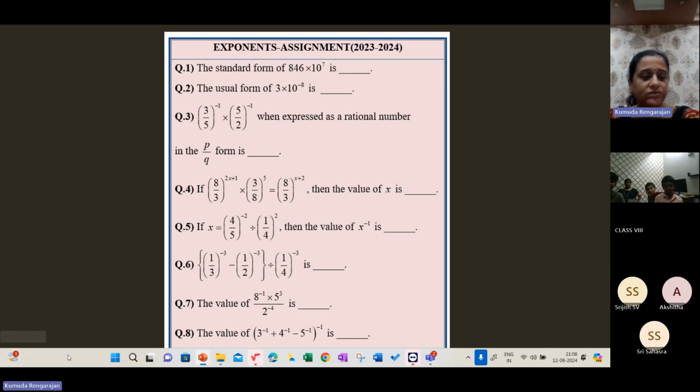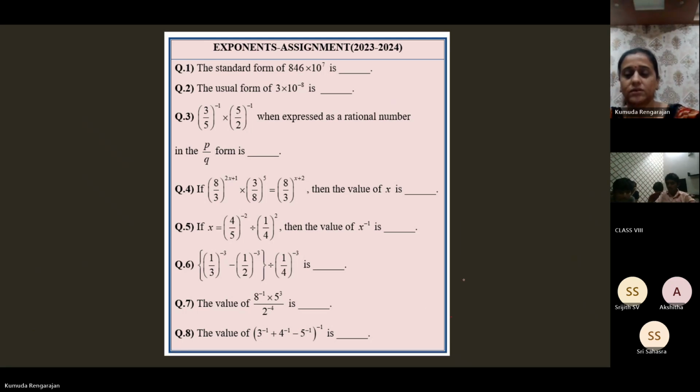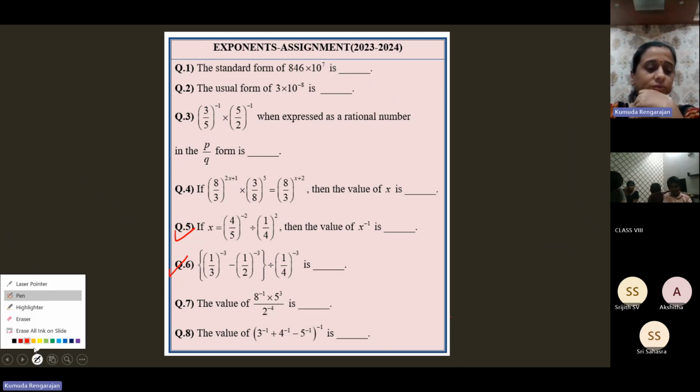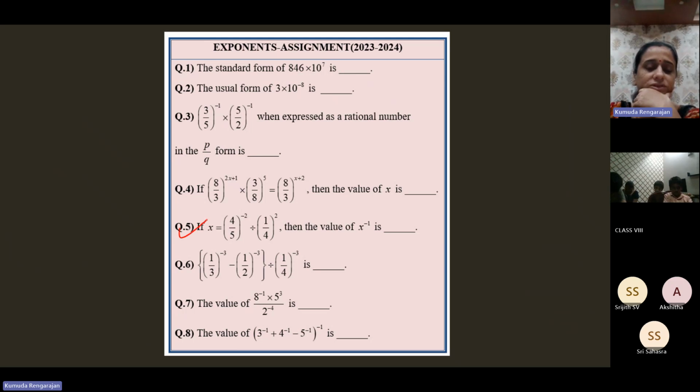Yeah, we'll work 5 and 6 and wind up the session for today. Please work the 5th one and the 6th one. I think we'll have time only for the 5th one. We'll finish the 5th one and see if we have time for the 6th one. Do 5 first.